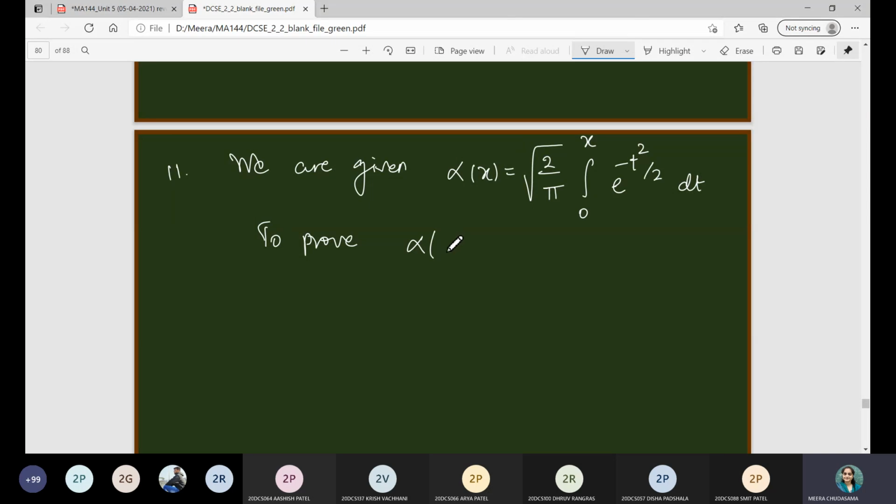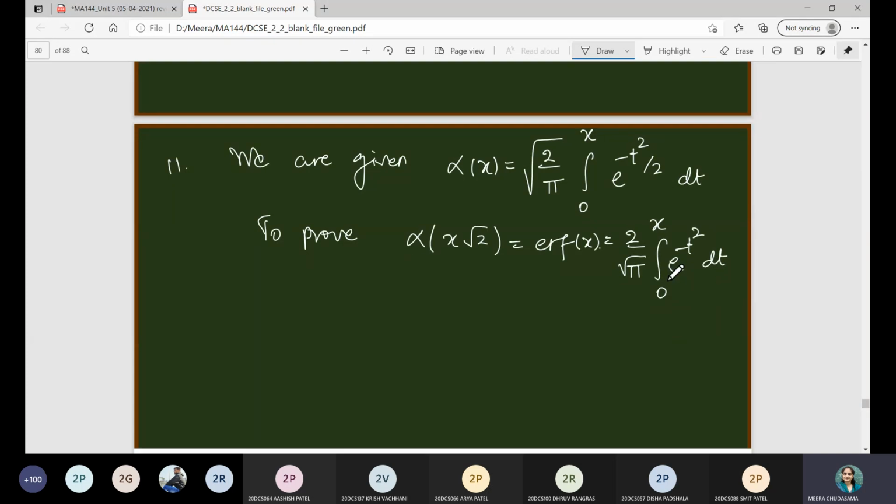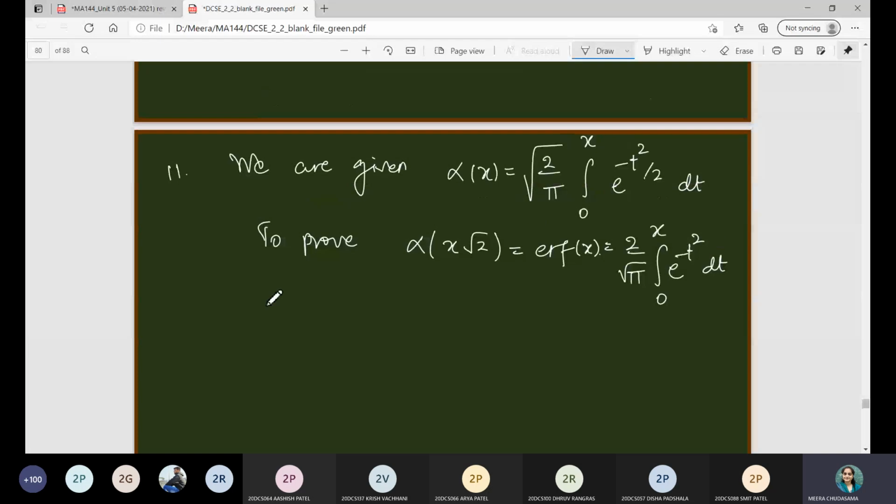alpha of x root 2 is equal to error function of x. एरर फंक्शन ऑफ एक्स हमें मीन्स हमें क्या मिलना चाहिए? बाय डेफिनेशन वी मस्ट गेट 2 अपॉन स्क्वायर रूट ऑफ पाई 0 टू एक्स e raised to minus t square dt. राइट, ये टी की जगह कोई दूसरा डमी वेरिएबल भी आप ऑब्टेन कर सकते हो इन दी इवैल्यूएशन. सो let us start with alpha.